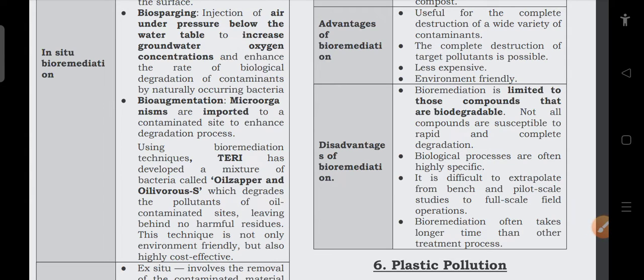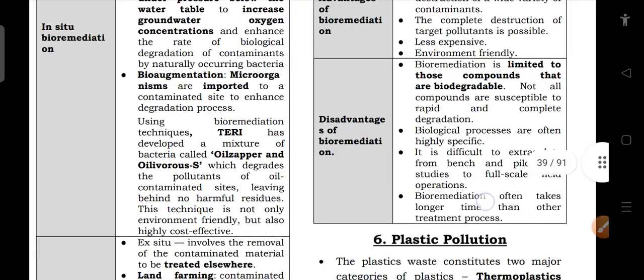Bioremediation can often take a longer time than other treatment processes. Since it is a kind of natural process, it will take longer time. So these are some of the disadvantages. It can be done only on biodegradable material, it's time consuming and also highly specific.